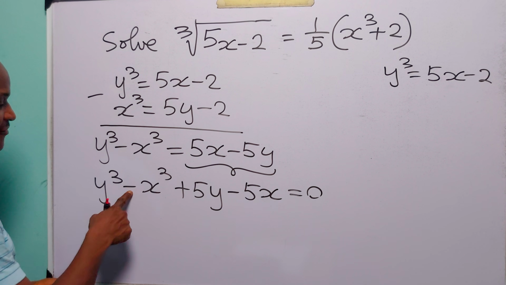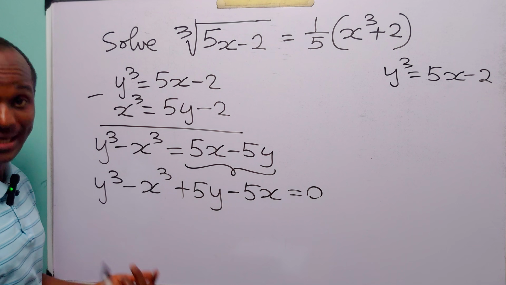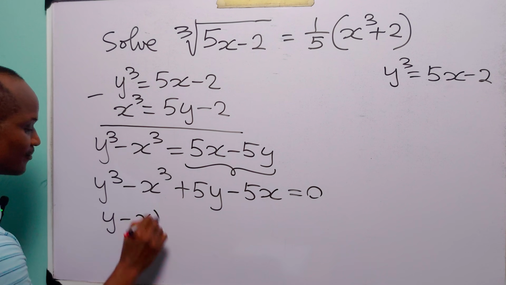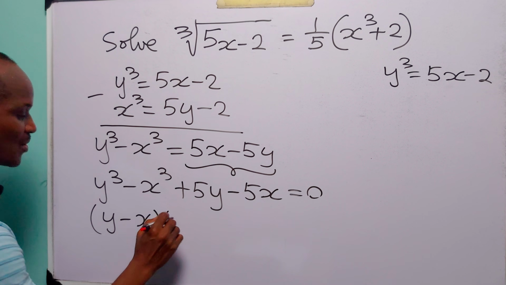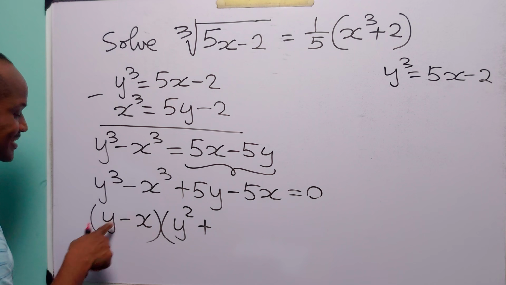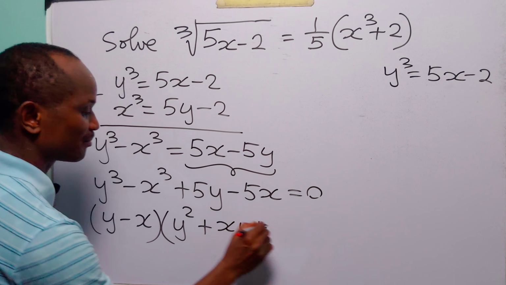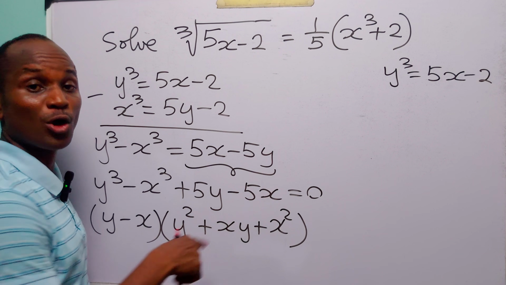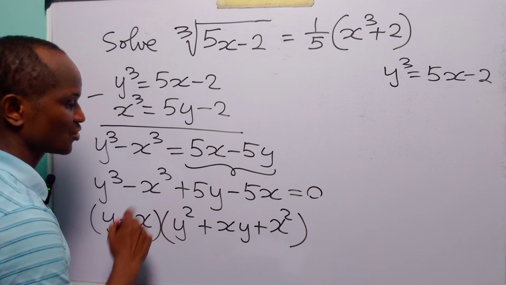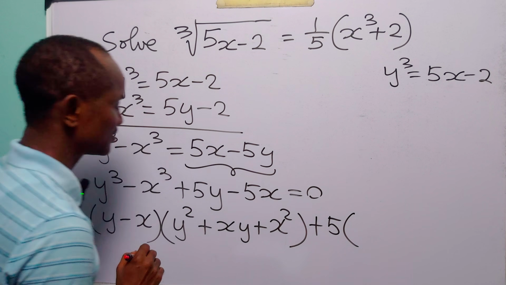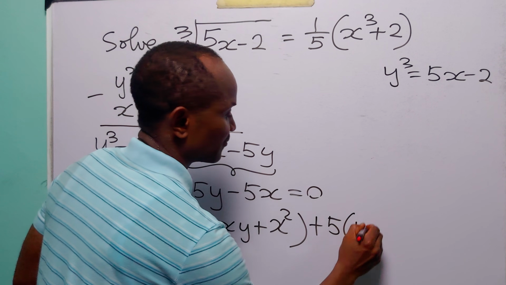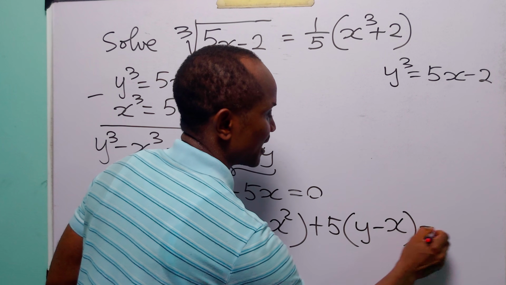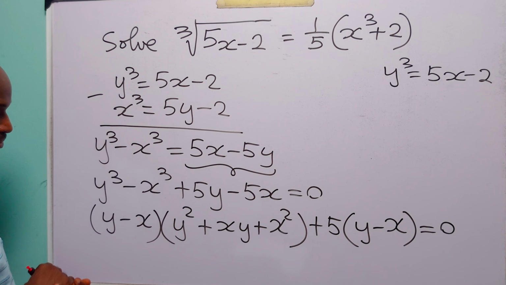Now notice that here we have the difference of two cubes and we can factorize this. We have y minus x multiplied by y squared plus x times y plus x squared. Now when you look at these two terms, you're also going to see a common factor, which is 5. So here we have plus 5 into 5y divided by 5 is y, and minus 5x divided by 5 is minus x, and everything is equal to 0.